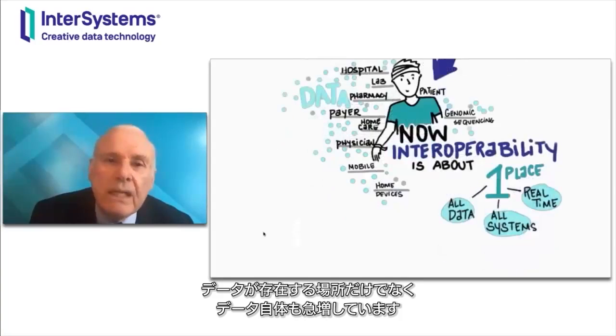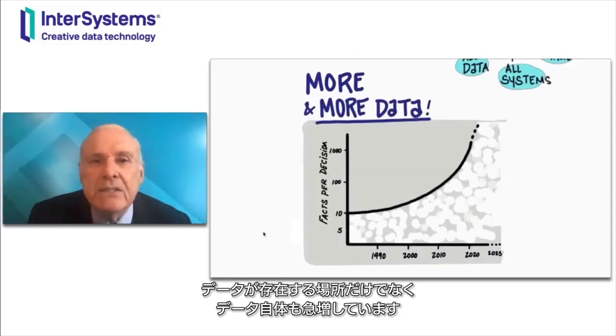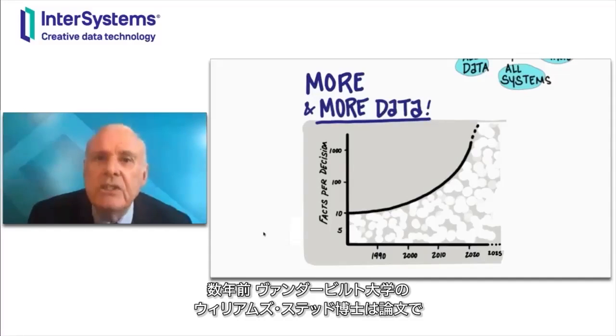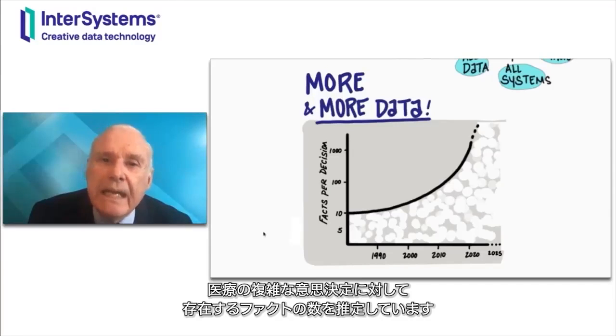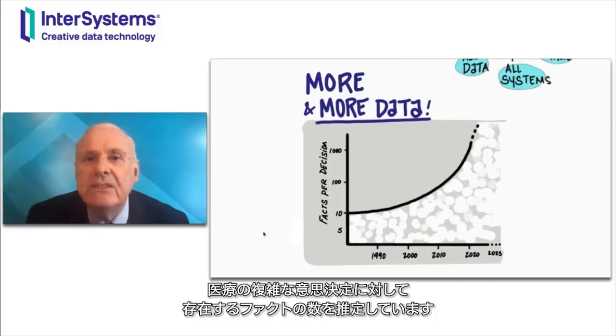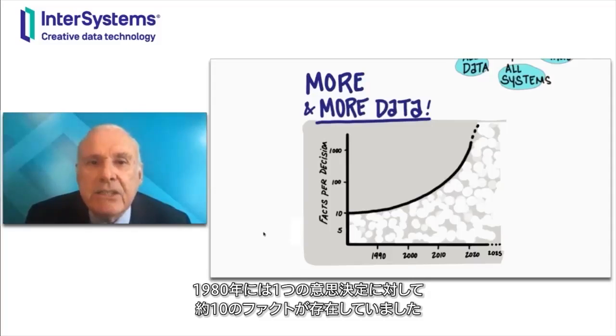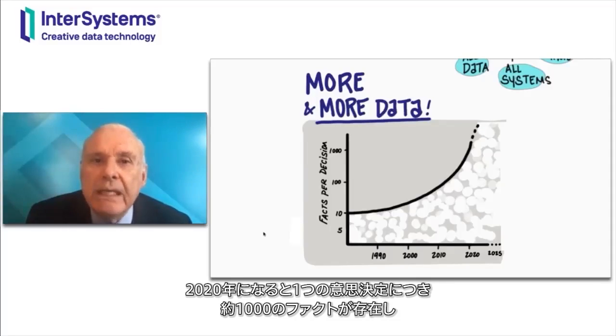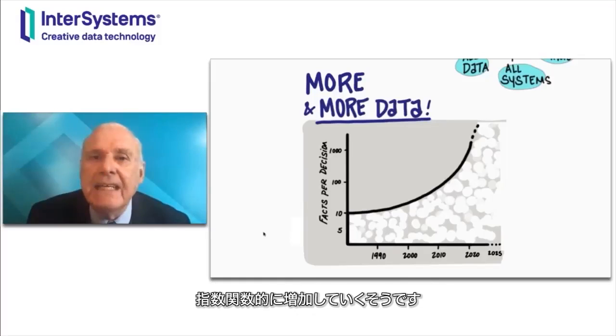And not only is data in more places, but there is a lot more data. Dr. William Stead at Vanderbilt University wrote an article a few years ago where he estimated the number of facts that exist per complex decision in healthcare. His estimate is that in 1980, there were about 10 facts per decision. And in 2020, there are about 1,000 facts per decision, and it continues to increase exponentially.